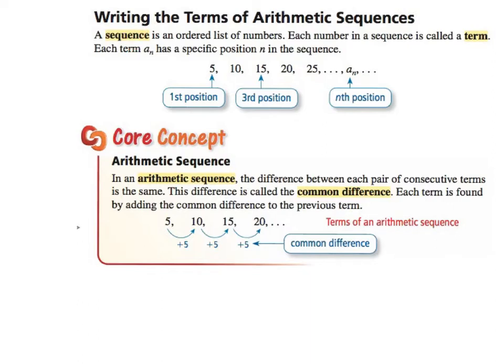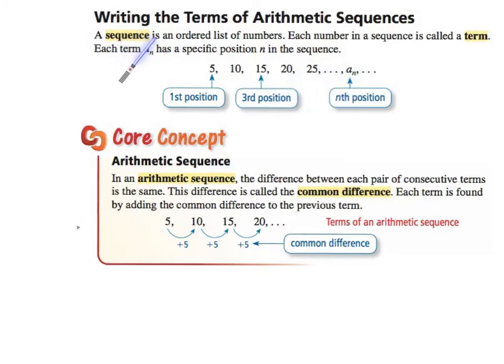So here we go. A sequence is an ordered list of numbers. So here we go, 5, 10, 15, 20, 25. That's a sequence. Each number in the sequence is called a term. So like the 5 would be in the first position. The 10 would be in the second position. The 15 would be in the third position, and so on. And we got our little lightsaber back.